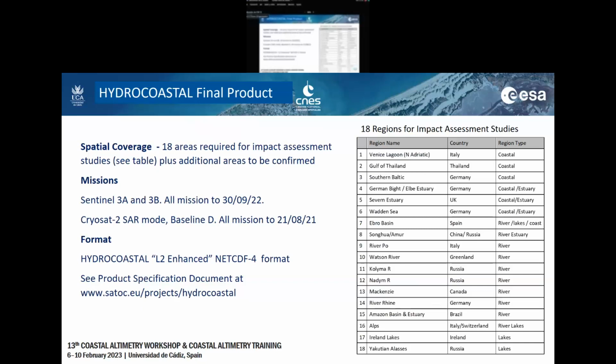As before, Sentinel-3A and 3B, and the complete missions up to the end of September last year, and then CryoSat-2 SAR mode only for baseline D data, so that's available up to the 21st of August 2021. It's produced in a NetCDF4 format. Level 2 enhanced is what we're calling the product. It's enhanced because it has the output of several retrackers on it.